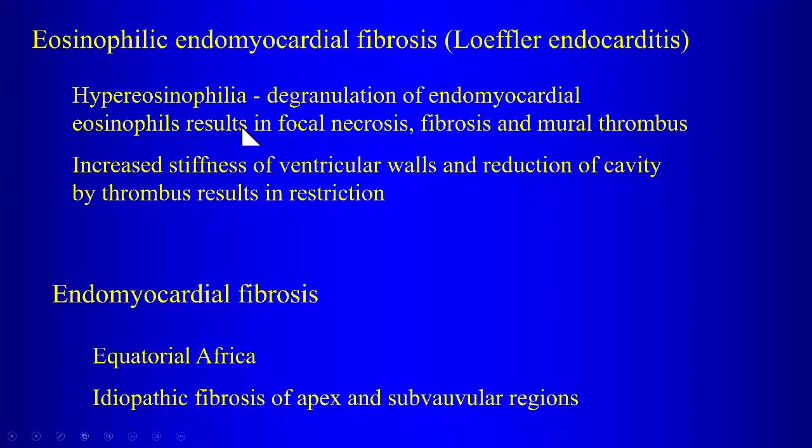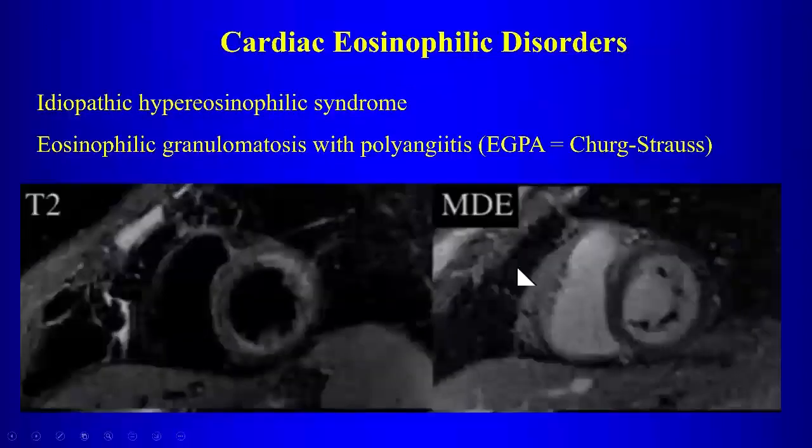So subendocardial fibrosis with mural thrombi, that's a feature of Loeffler's endocarditis. Also, the ventricles become stiff, so this is also a cause of restrictive cardiomyopathy. And then, there's a rarer form that can be found in equatorial Africa. Usually this is caused by diseases that cause elevated eosinophils, peripheral eosinophilia. So it can be caused by idiopathic hypereosinophilic syndrome. It can be associated with Churg-Strauss, eosinophilic granulomatosis with polyangiitis.